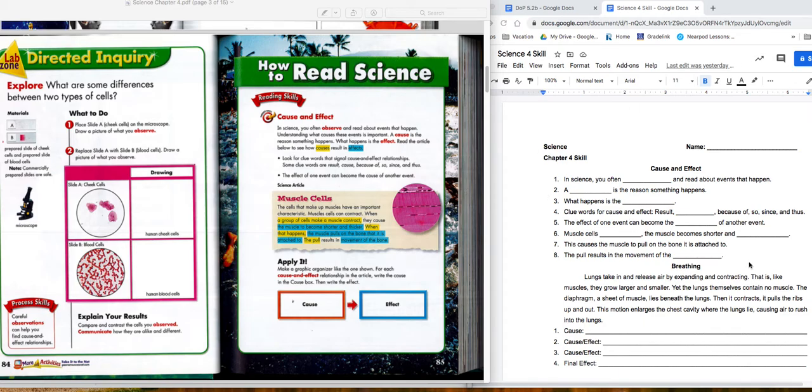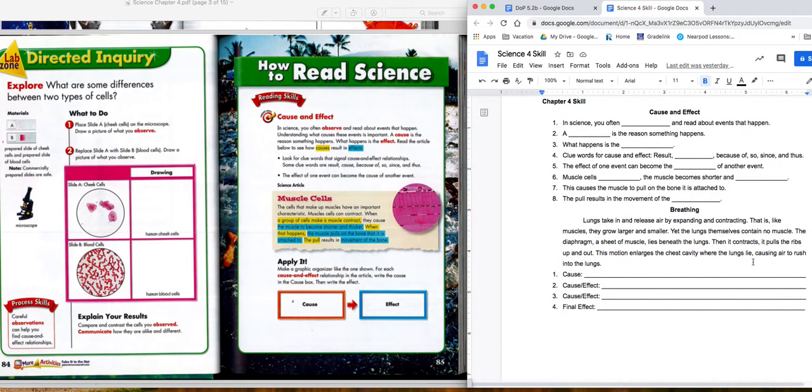So as we move over here, guys, I'm going to show you what causes breathing. Your job is to do just like this. They had a cause, then it led to another cause and effect, and another cause and effect. That's where we had it with muscles. A cause to an effect, a cause to an effect, a cause to the final effect. You're doing the same thing here. So lungs take in and release air by expanding and contracting. That is, like muscles, they grow larger and smaller, yet the lungs themselves contain no muscle. The diaphragm is a sheet of muscle that lies beneath the lungs.